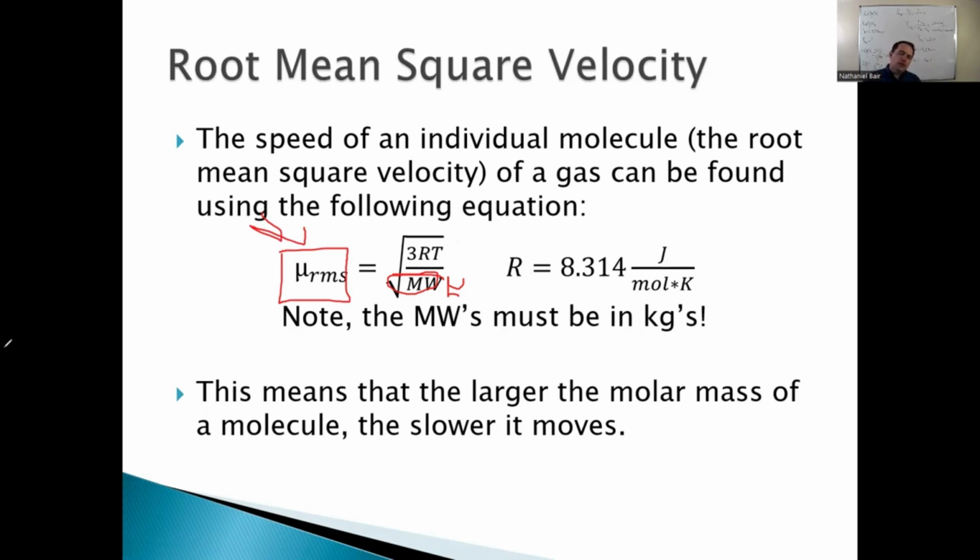Now, the real reason for this, if you ask a physicist, is because temperature is a measure of the average kinetic energy of the particles in a system. So if I have a mixture of gases, and they are all at the same temperature, then they all have the same average kinetic energy. Kinetic energy is half of the mass times velocity squared. So if they have different masses, then they have to have different velocities in order to have the same kinetic energy and same temperature. So the moral of the story here is lighter gases move faster than heavier gases.